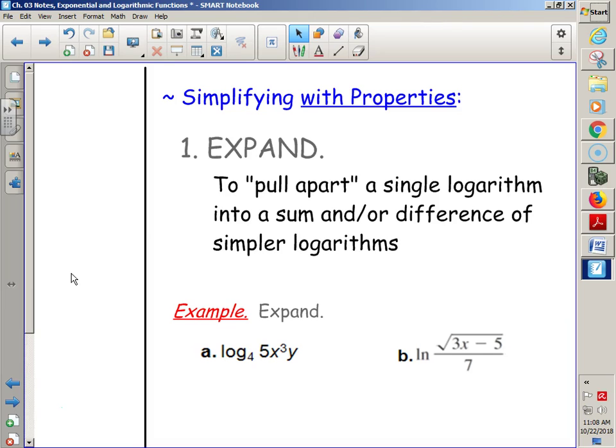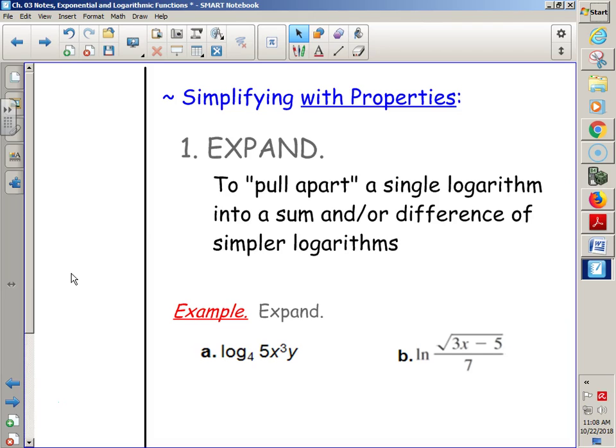But I think most of you knew that answer. To expand means to get bigger. And so I did give some specifics. To pull apart. Think of a balloon expanding or blowing it up, right? To pull apart a single logarithm into, and being very specific, into a sum and or difference of simpler logarithms.